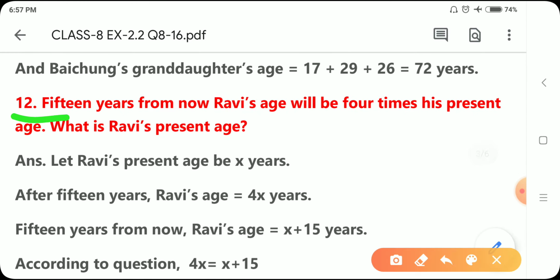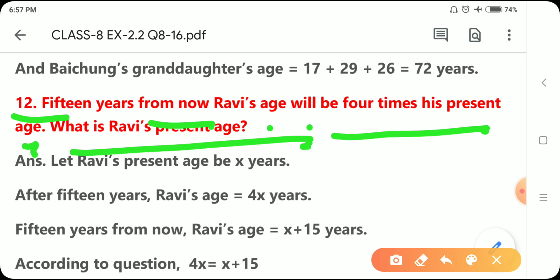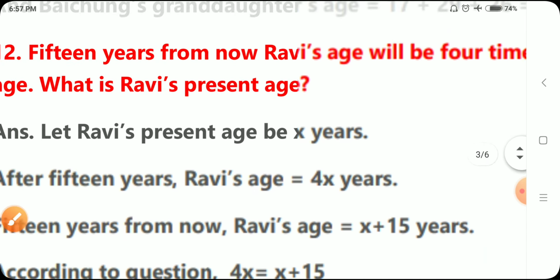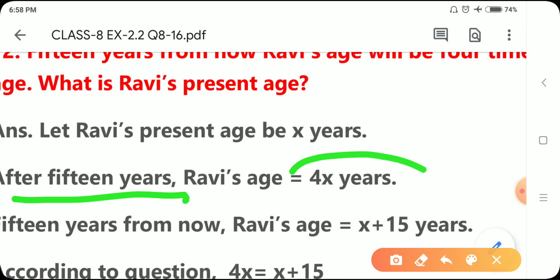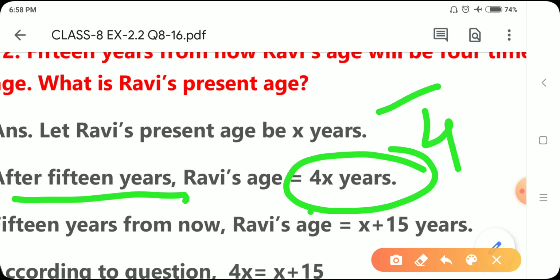Question number 12. 15 years from now, Ravi's age will be 4 times his present age. What is Ravi's present age? We have to find out the present age. So let us take Ravi's present age to be x years. We know that after 15 years, his age will become 4 times his present age. It will become 4 into x, which is 4x years.